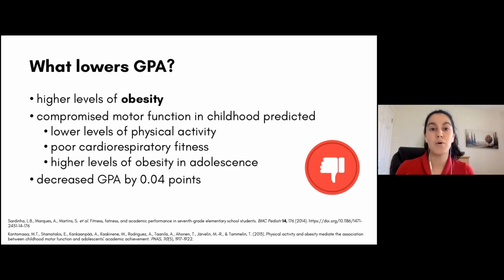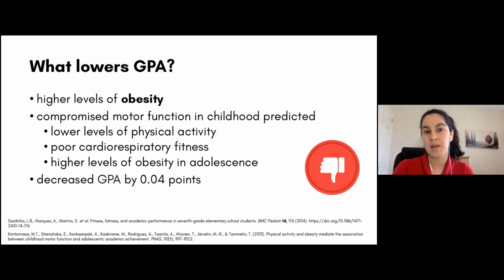And these types of motor functions, if they were present and developing in childhood, were able to be connected with physical activity in adolescence. If children had compromised motor function, so they might not be able to catch a ball or had difficulty with other motor functions in childhood, it would predict that they would probably have lower levels of physical activity in adolescence, or poor cardiorespiratory fitness, or higher levels of obesity.